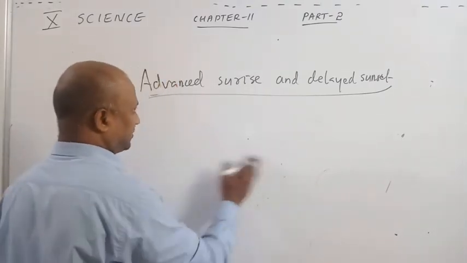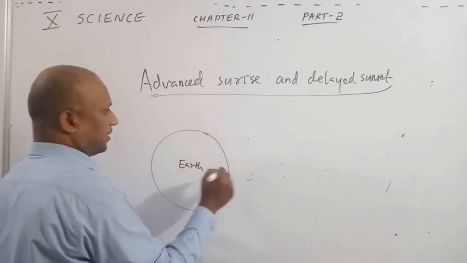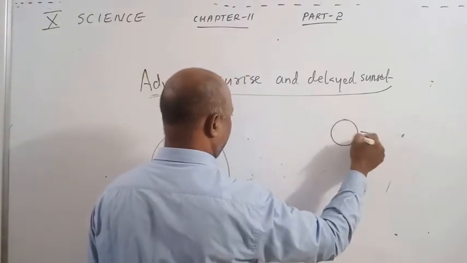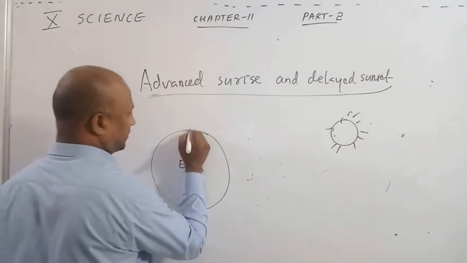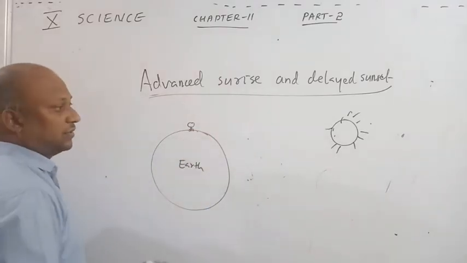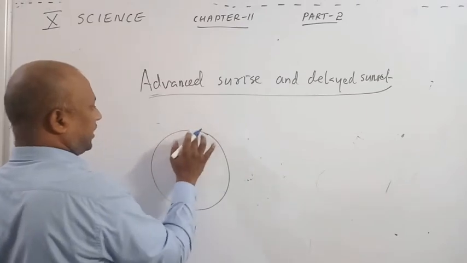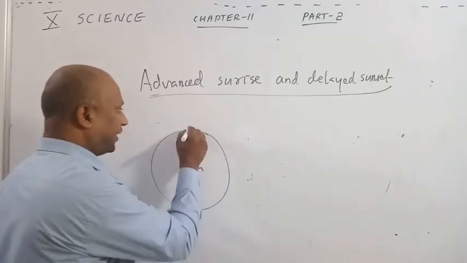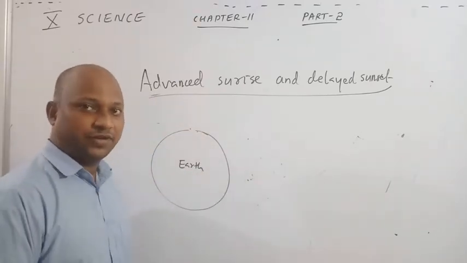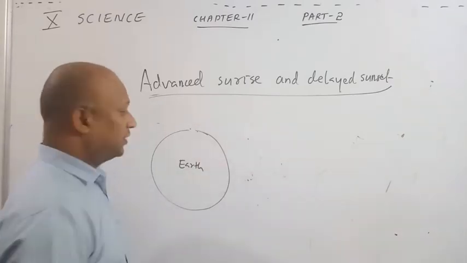So, advanced sunrise or delayed sunset. So the Earth is here and the Sun is at a distance giving us light. Suppose a person is over here. A person over here, when he looks, so Earth, in terms of the size of the Earth, the person is not even a dot, because the Earth is very, very much bigger than a person.